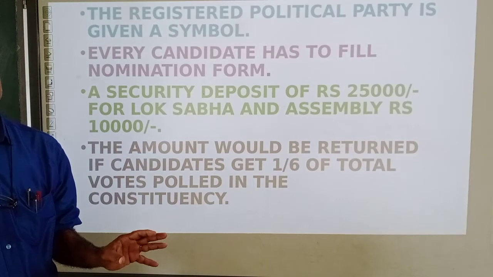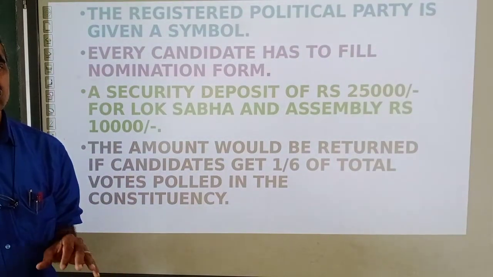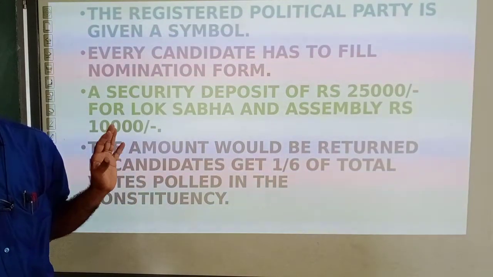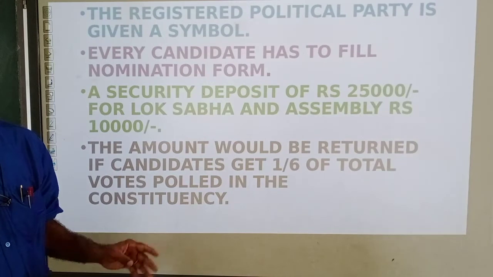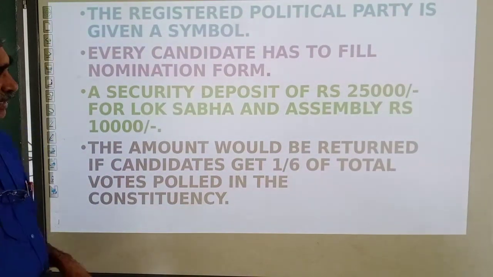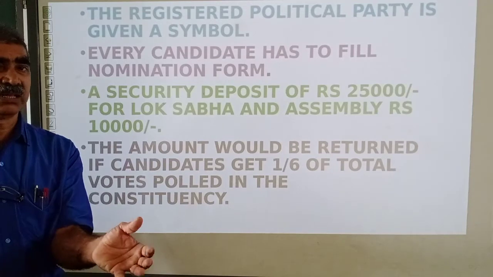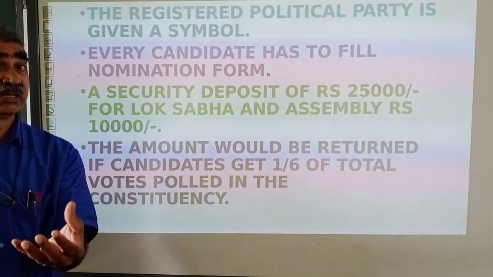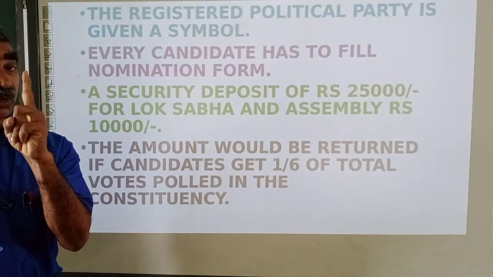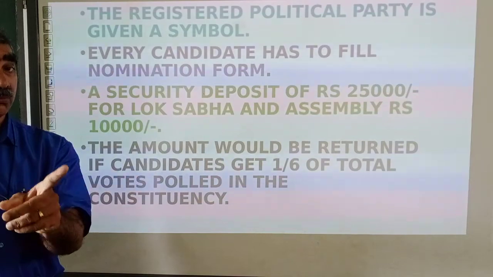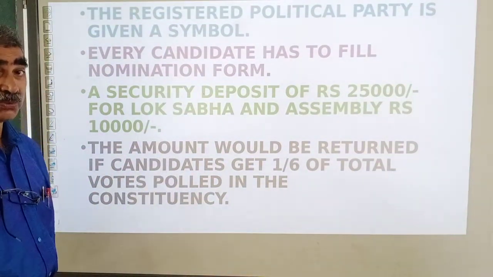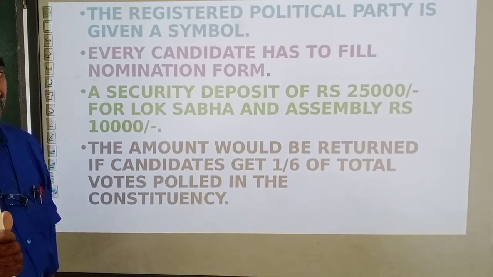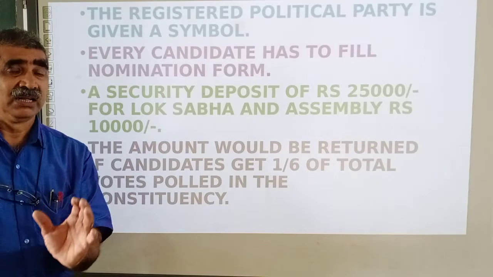So the candidate who is seriously contesting the election will have no loss. He will get back the 25,000 rupees. If you are an MLA candidate, you will get back your 10,000. Yesterday I told you, for Bijapur there are 8 MLA constituencies but only 1 parliamentary constituency. So from the 8, the Election Commission gets 80,000 rupees, while for Parliament it gets only 25,000. From each constituency, one candidate each is there. That is why the amount is different.